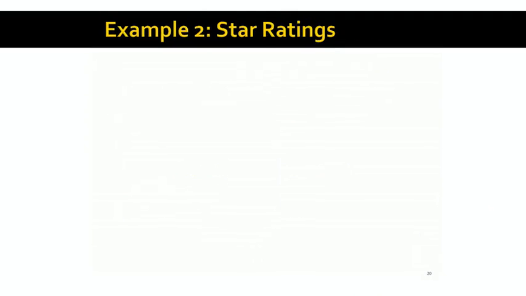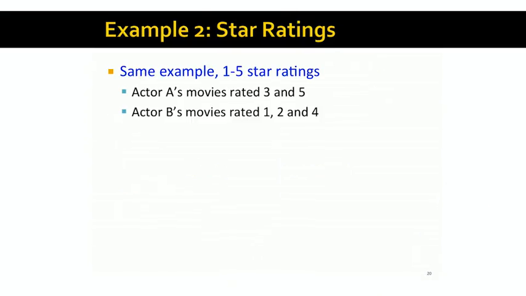Let's look at a more complex example with star ratings. Suppose we have star ratings in the range 1 to 5, and the user has once again watched 5 movies, and there are 2 movies starring actor A and 3 movies starring actor B. The movies that actor A starred in, the user rated 3 and 5, whereas the movies that actor B acted in, the user rated 1, 2, and 4.